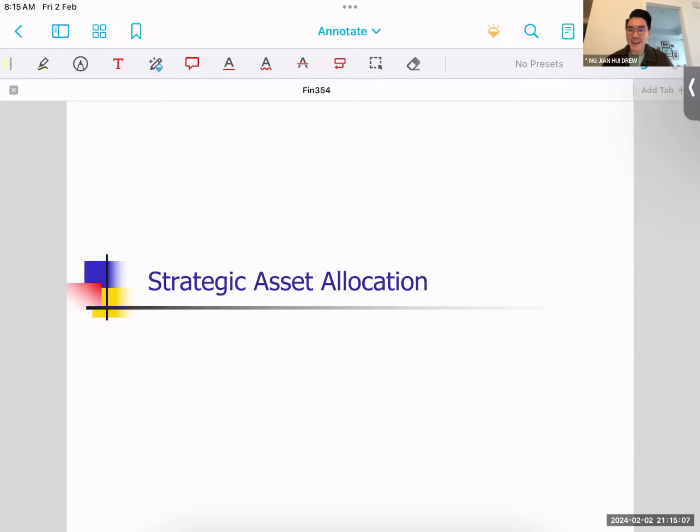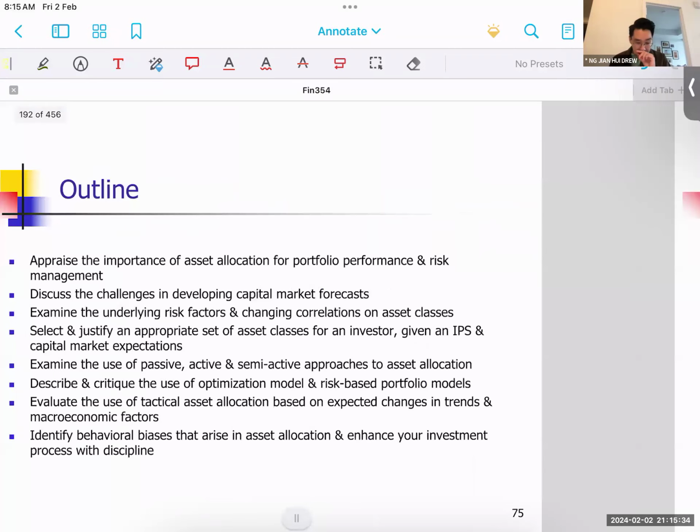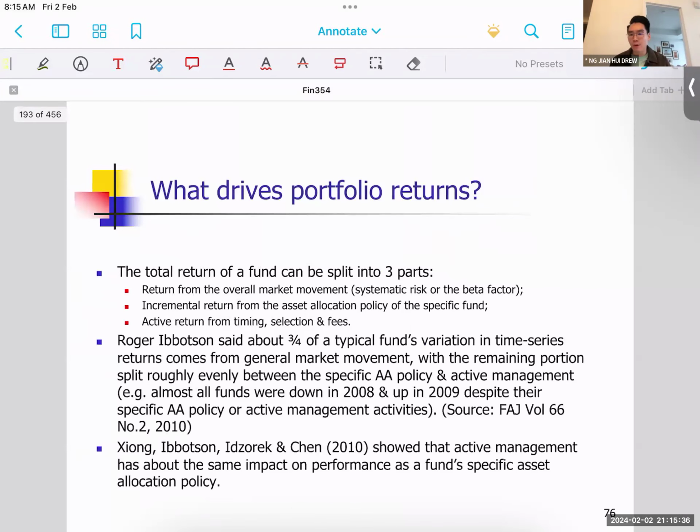All right, welcome back. Let's push on to the last part of today's lecture, strategic asset allocation. This part is a little lighter, a bit more qualitative. The week after next, in the next lesson, we'll cover more of the quantitative part of strategic asset allocation, so we do a lot of calculations. In this part, let's just think of it more qualitatively, right?